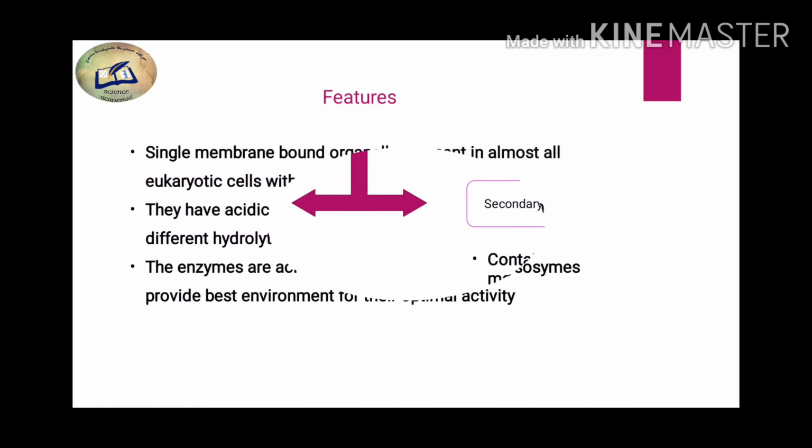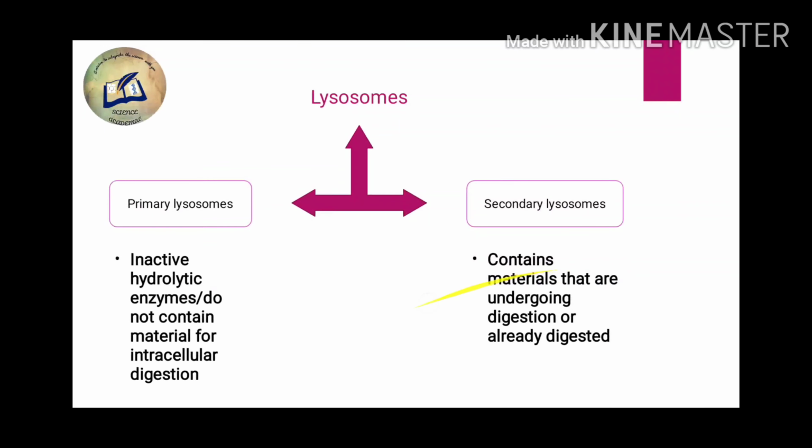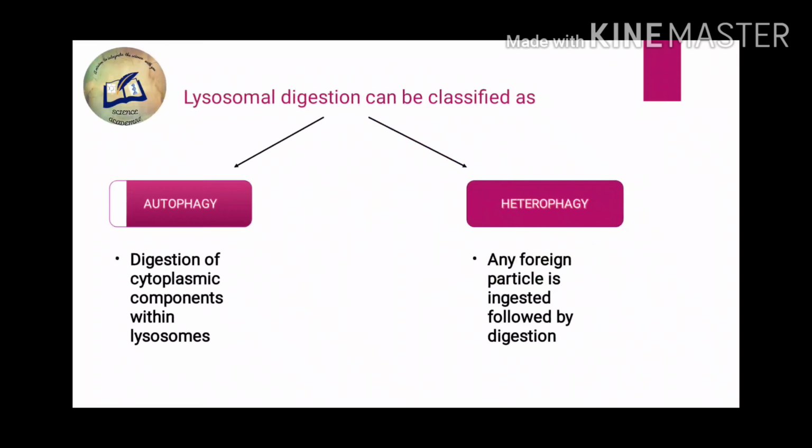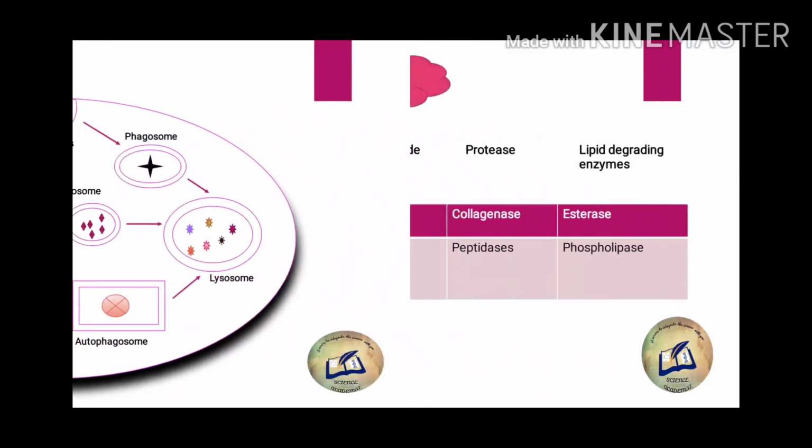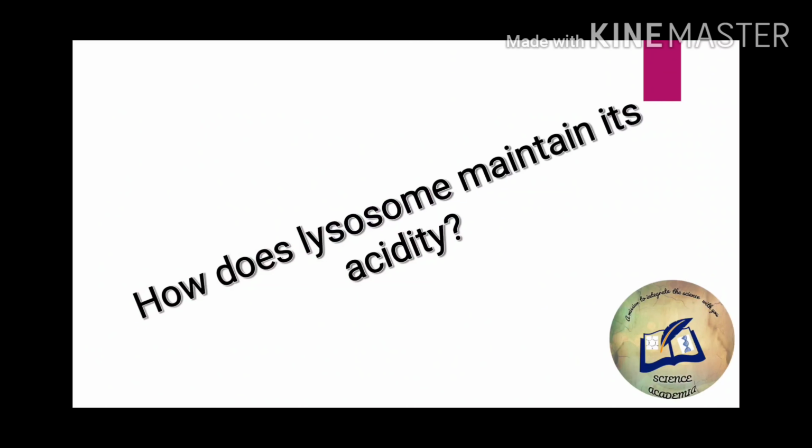Now, in association with this, I have asked you a question at the end of the slide. Let's look at it first, then we will discuss. So how does the lysosome maintain its acidity? The enzymes present are acidic in nature. To supply them optimal activity, the lysosome is acidic in nature. But the question is, how does the lysosome maintain its acidity?